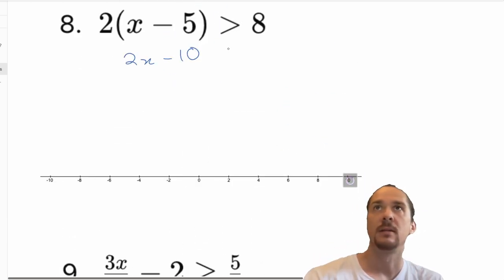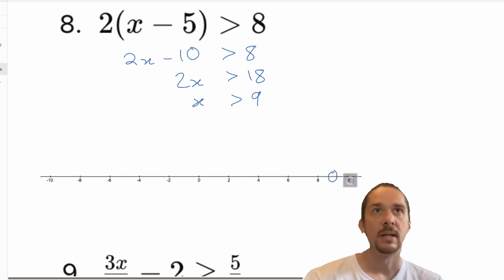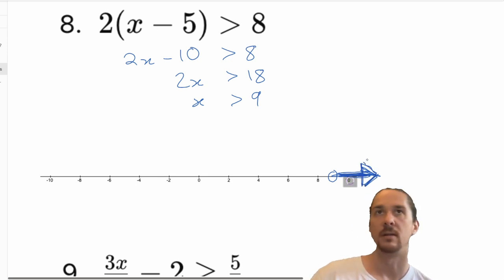2x minus 10 is greater than 8, 2x is greater than 18, x is greater than 9. Okay, cool. So again, we're here. This time we don't fill in the circle, and this time our line and our arrow go to the right to show that we're interested in values greater than 9.